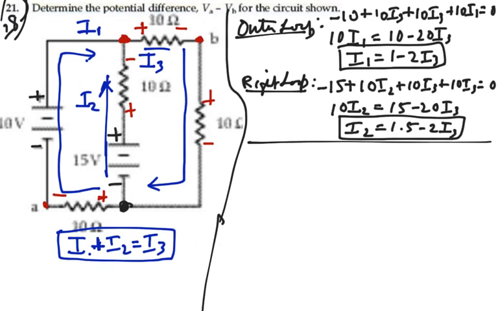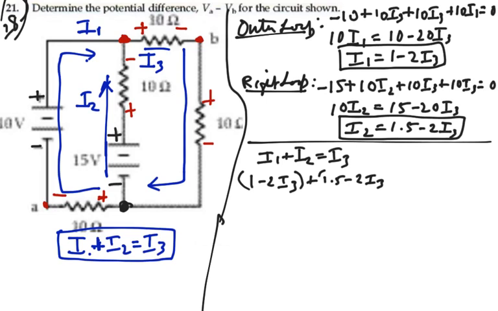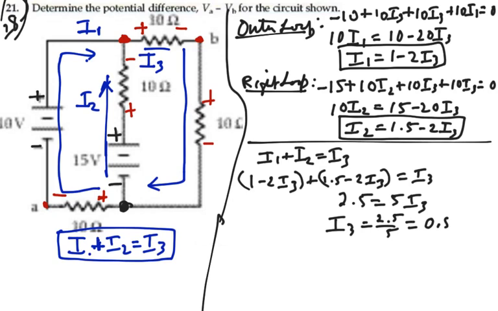I know that I1 plus I2 equals I3. So I have 1 minus 2I3 plus 1.5 minus 2I3 equals I3. In other words, 2.5 is equal to 5I3. I3 is equal to 2.5 divided by 5, or 0.5 amps.